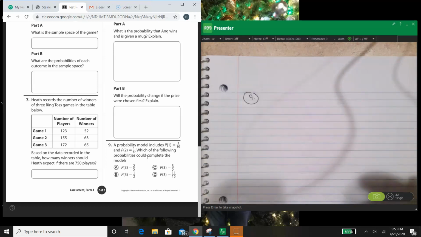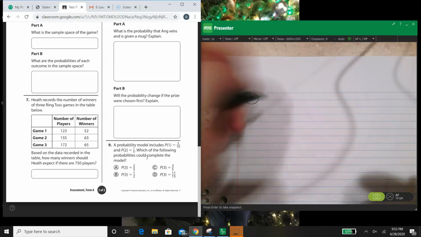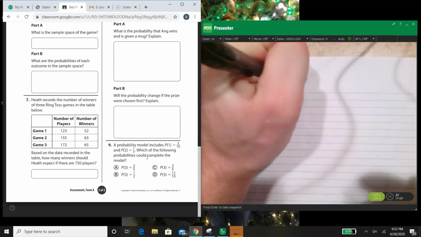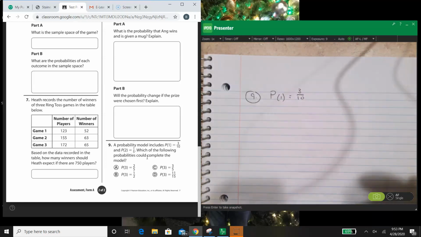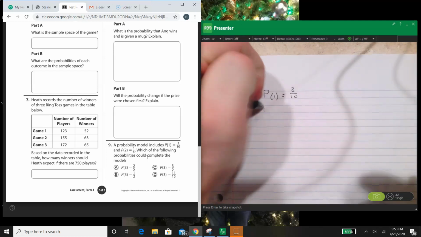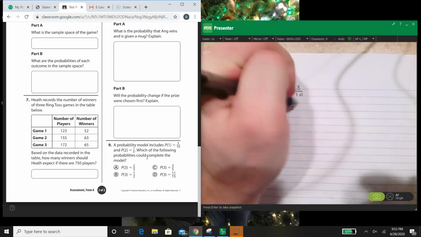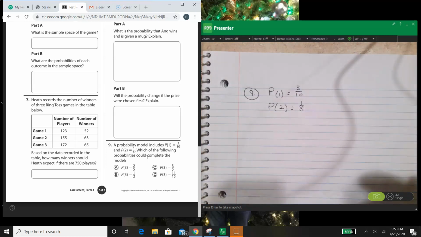Number 9. A probability model includes the probability of a 1 is equal to 3/10. I'm going to write that down. I think that could be helpful. And the probability of a 2 is equal to 1/5. Which of the following probabilities could complete the model?